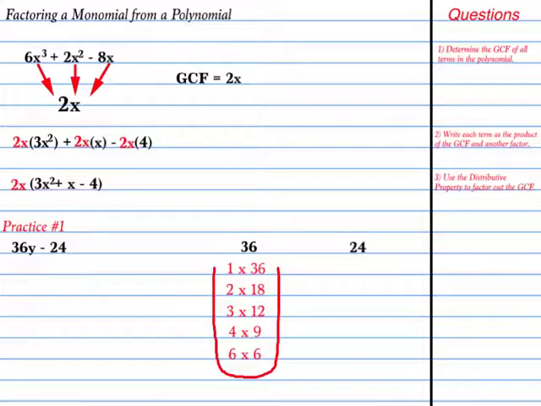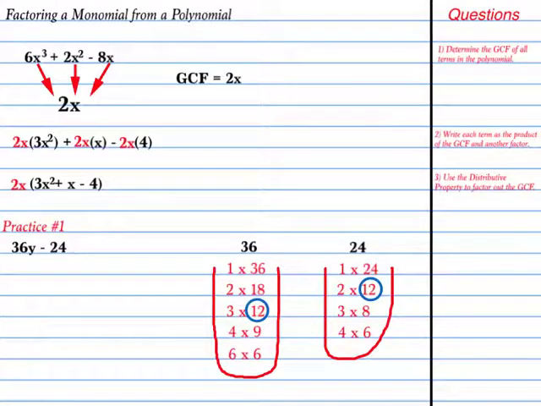Now let's take a look at 24. 1 times 24, 2 times 12, 3 times 8, and 4 times 6. The next number I would do would be 6 times 4, which is already here in reverse. So that caps off my factors for 24, factors for 36. What I'm looking for now is the greatest common factor, or the largest number that they share. And that would be 12 in both cases.